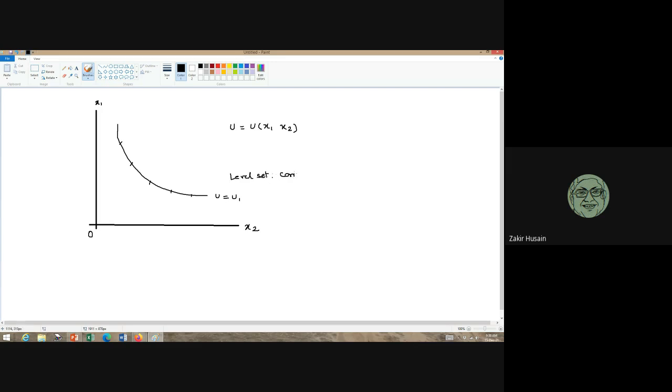So it is the combination of commodity bundles that yields the same utility level, which is, sorry, it should be u1.